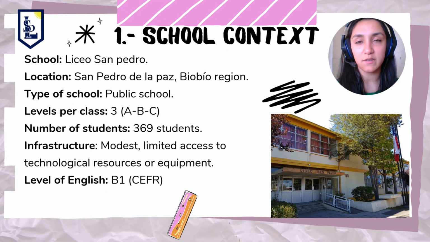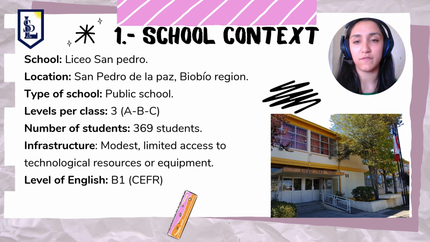I'm currently studying the fifth year course of English pedagogy and doing my professional practice at Liceo San Pedro, which is a school located in San Pedro de la Paz. And the school is a government public school. This is a secondary school with 3 levels per class and with approximately 45 students in each. So there are in total 369 enrolled students already.